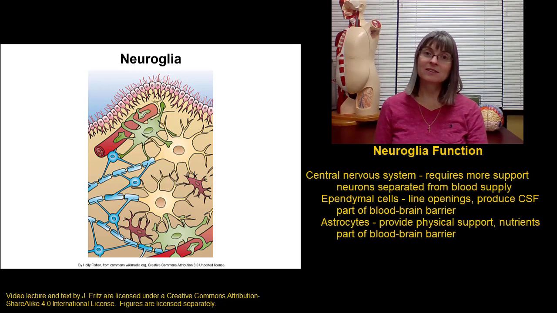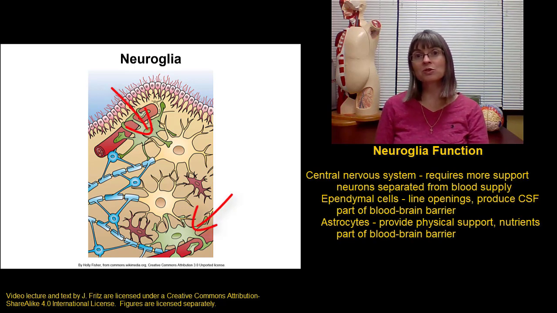The astrocytes are support cells that provide some structural support, and they also have a role to play in providing the blood-brain barrier. They interact with the capillaries directly to help separate the blood from the central nervous system. The astrocytes are also important for supplying vital nutrients and growth factors to the neurons of the central nervous system.